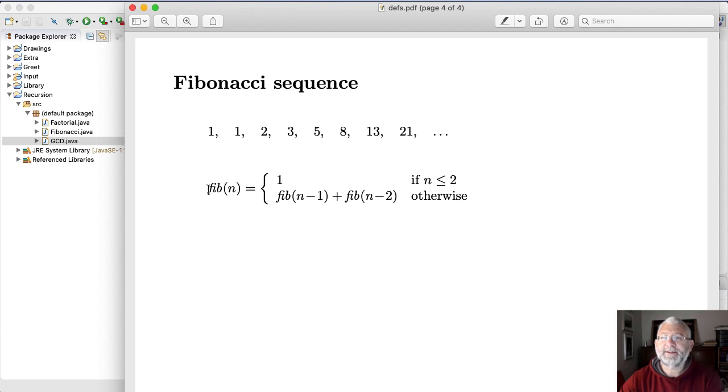And we can write that as a recurrence relation. The nth Fibonacci number is 1 when n is less than or equal to 2. So if n is 1, the answer is 1. If n is 2, the answer is 1 as well. And otherwise, the Fibonacci number is the previous number plus the number before that: the number that comes in position n minus 1 plus the number that comes in position n minus 2.